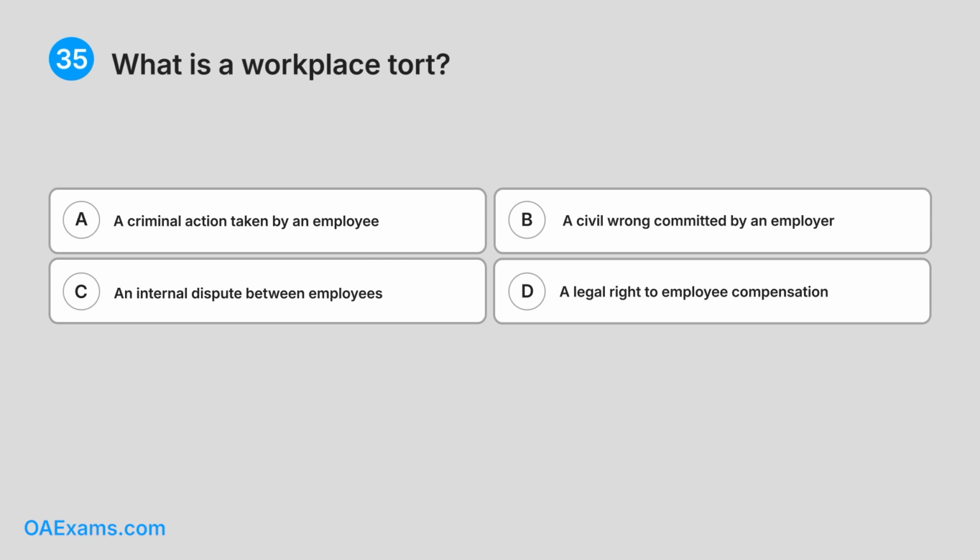35. What is a workplace tort? A. A criminal action taken by an employee. B. A civil wrong committed by an employer. C. An internal dispute between employees. D. A legal right to employee compensation. Do you know the answer?